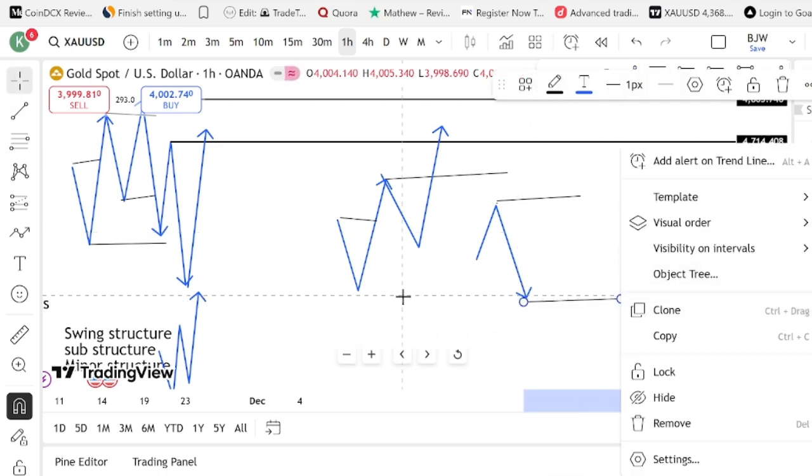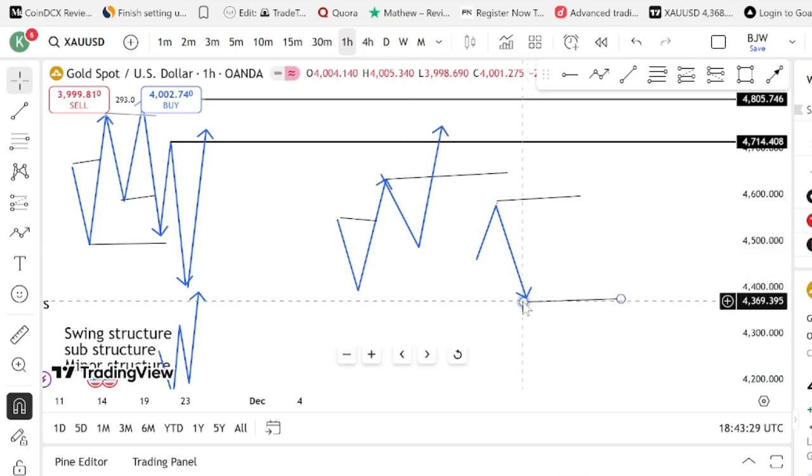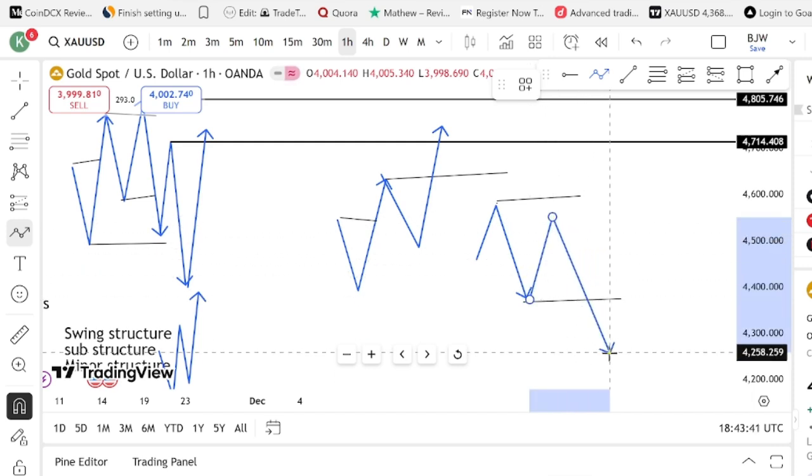And what you normally expect is that this is your swing structure, and the next thing you're going to be expecting is your substructure, or moreover your minor structure, which you're going to be catching. Now, what is your substructure? Your substructure tends to be that reversal which comes into this zone and then continues the sell trend. Easy peasy.